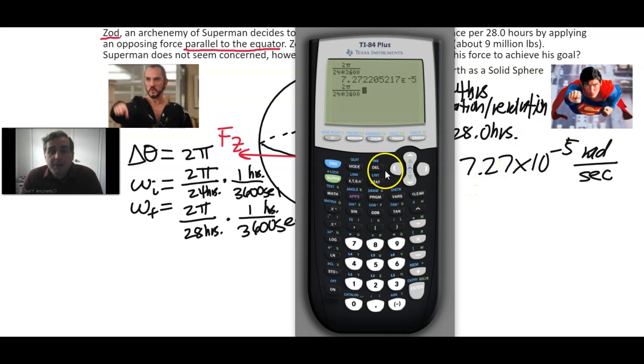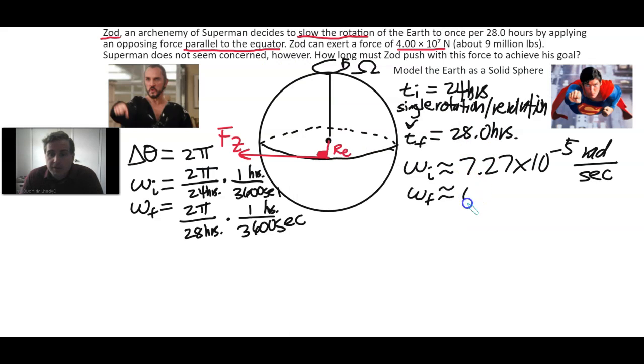Let's perform the same calculation, except now let's do it for every 28 hours. So we just have to change that to 28. So we've got 6.23 times 10 to the minus fifth, 6.23 times 10 to the minus fifth radians per second.